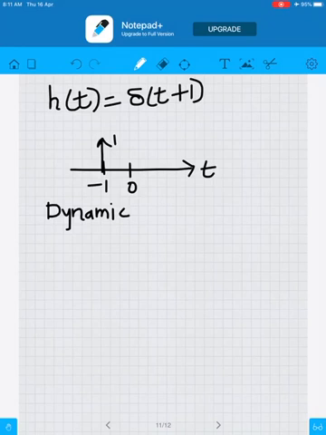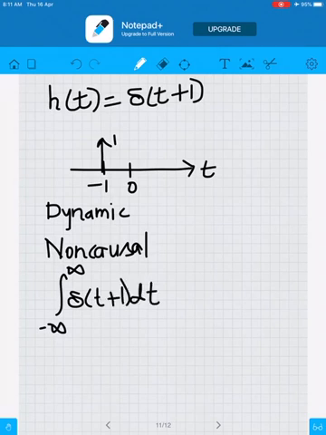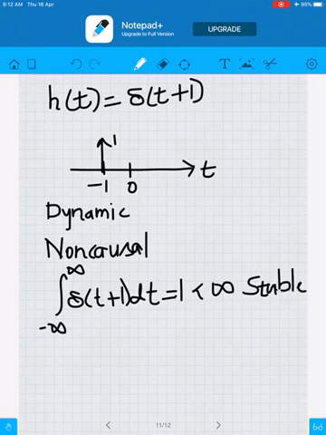Is h of t equal to 0 for t less than 0? No, the function exists for t less than 0 and hence it is non-causal. Is it absolutely integrable? Yes. If I integrate delta of t plus 1 dt from minus infinity to plus infinity, obviously the area under the impulse function, considering the limits from minus to plus infinity, will definitely be equal to 1, which is less than infinity, a finite quantity, and hence the given system is stable.